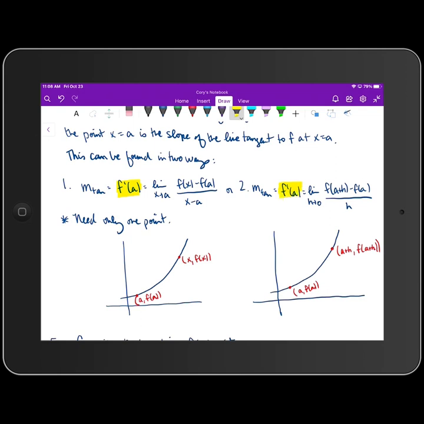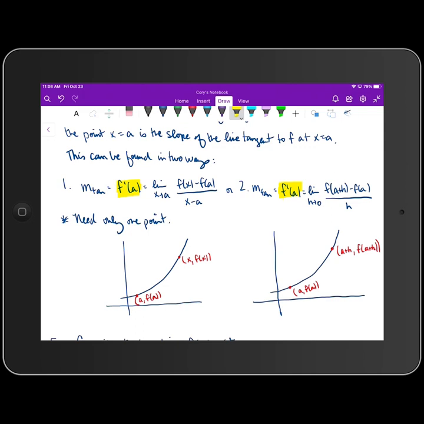Okay, so the first way that we can calculate the slope of the tangent line, or f prime at a, is to take the limit as x approaches a of f of x minus f of a all over x minus a.